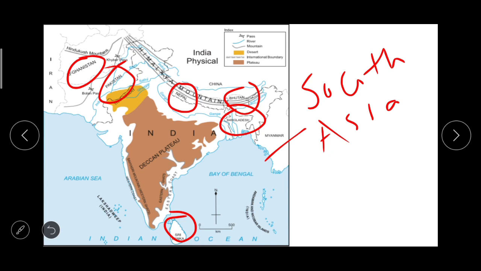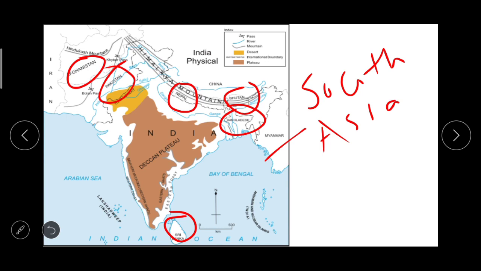Now, considering the expanse and significance of India in this region, it is also known as the Indian subcontinent. Because if we look at all these countries and India, the maximum share in all the fields is of India, and that is why it is known as the Indian subcontinent.